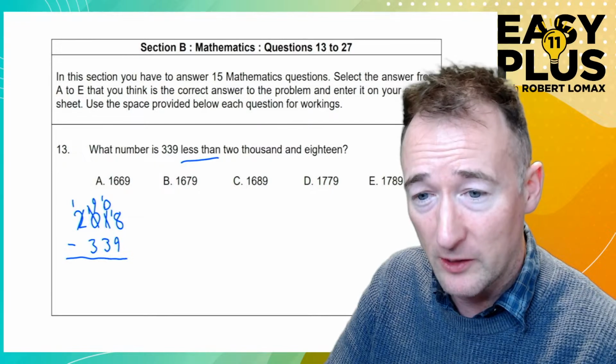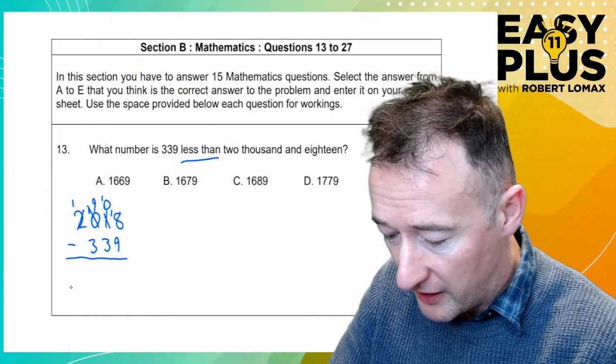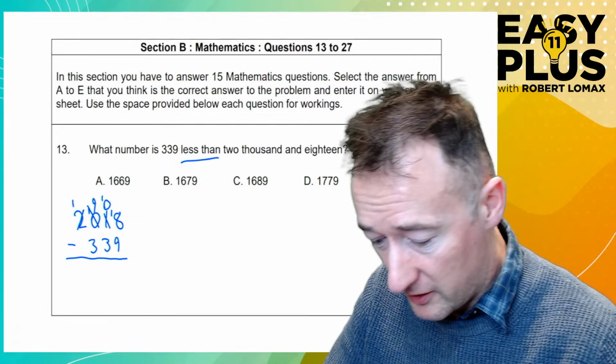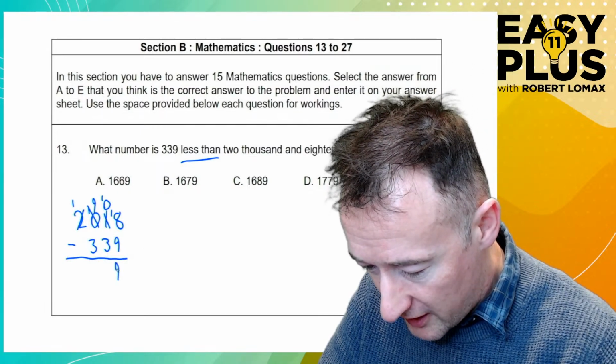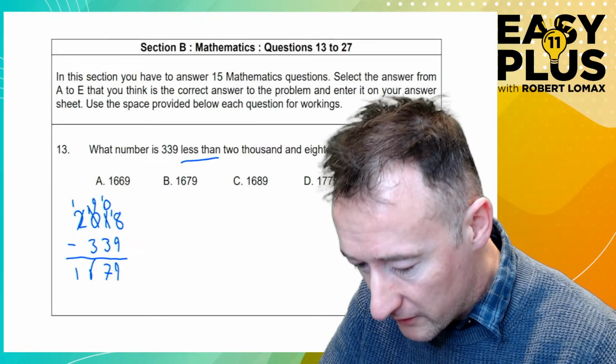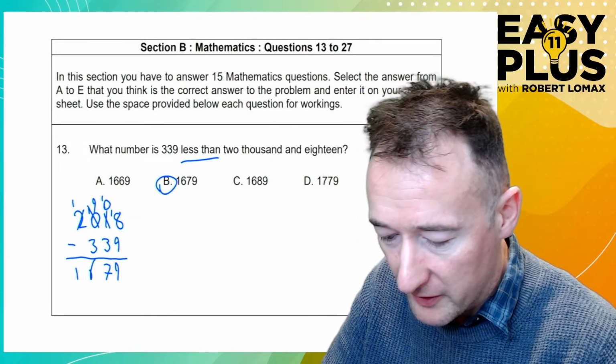You can do it one thing at a time and solve each subtraction. I prefer to sort out the top as far as I can and then solve it. So 18 minus 9 is 9, 10 minus 3 is 7, 9 minus 3 is 6, and 1 minus 0 is 1. 1679, that's that one here.